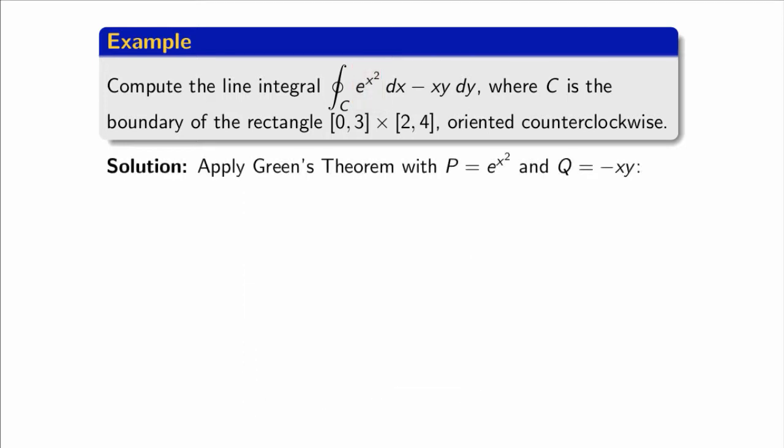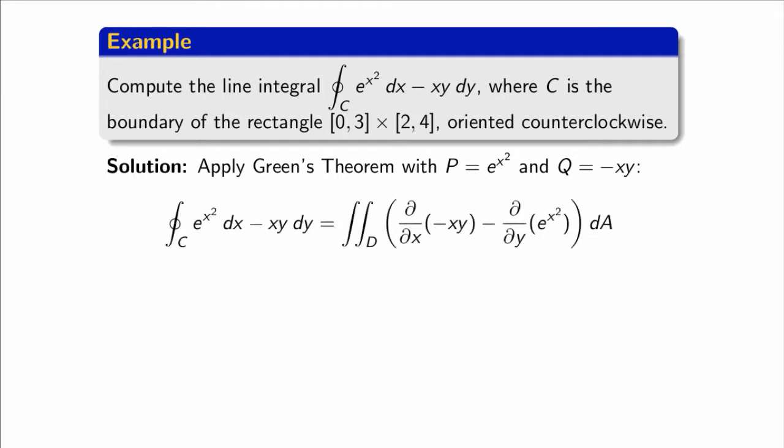Instead, let's apply Green's theorem with P equals e to the x squared and Q equals negative xy. Be careful with the negative sign here. You can think of this line integral as e to the x squared dx plus negative xy dy if it helps. Now let's write out the formula for this particular P and Q. There are a lot of ways to mess this step up, so just be careful to get everything in the correct order. On the right-hand side, you have dQ/dx minus dP/dy.